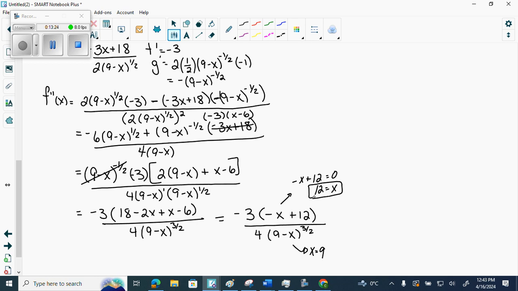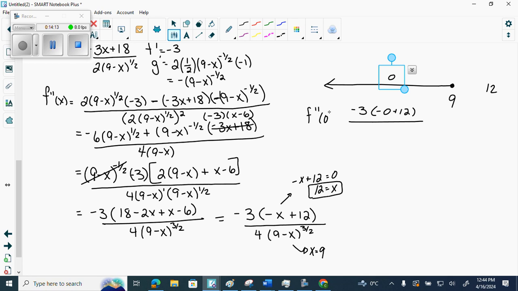Yeah? All right. So let me go to our number line. And then it has a 12 out here. Can everyone type the original in their calculator? Throw in our test point. We'll throw in 0 because 0 is the easiest. I'm going to go negative 3, negative 0 plus 12, f double prime of 0. And then 4, 9 minus 0 to the 3 halves.